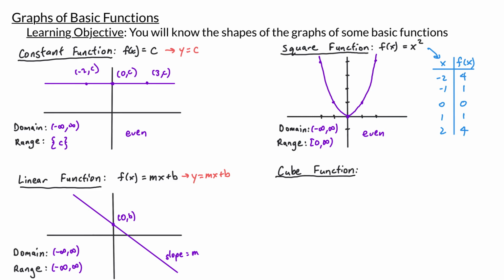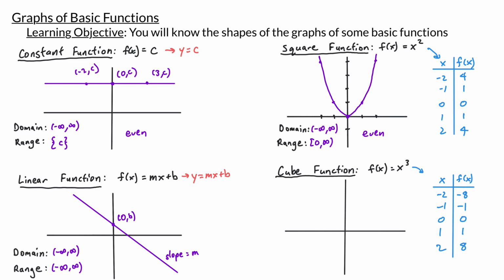Our next function is the cube function. Its formula is f of x equals x cubed. Let's make a table of values for this function. Once again, let's look at the x values from -2 all the way to 2. If we plug in x equals -2 into the x cubed function, we get -2 cubed, which gives us -8. If we plug in -1, -1 cubed gives us -1. 0 cubed gives us 0. 1 cubed gives us 1. And then 2 cubed gives us 8.